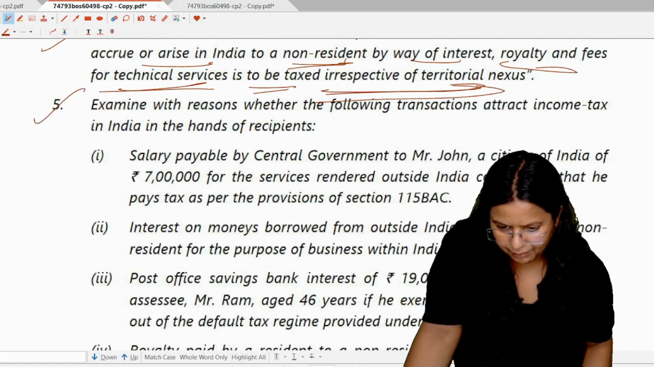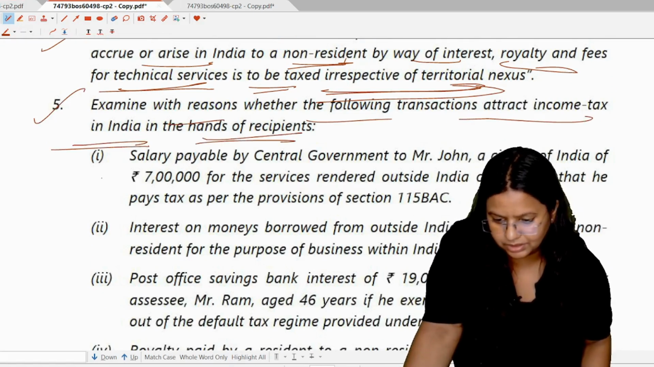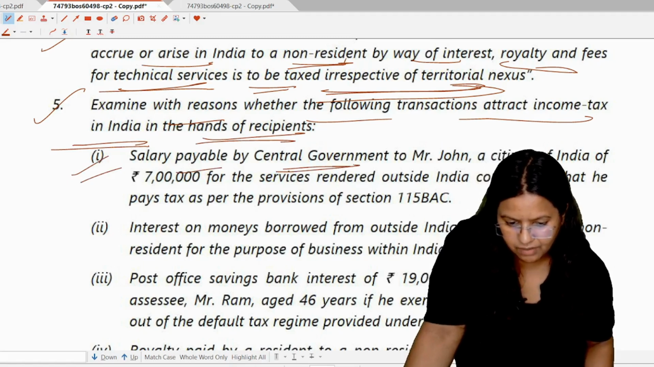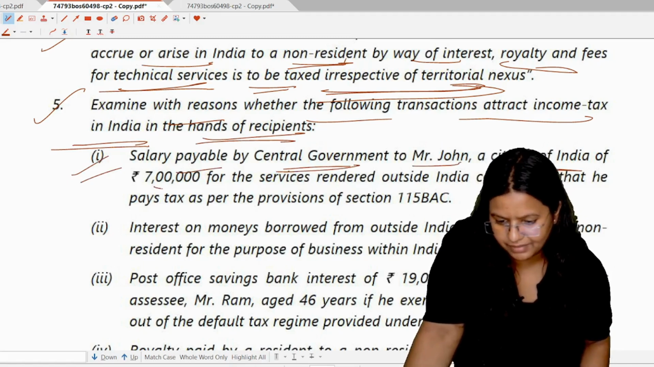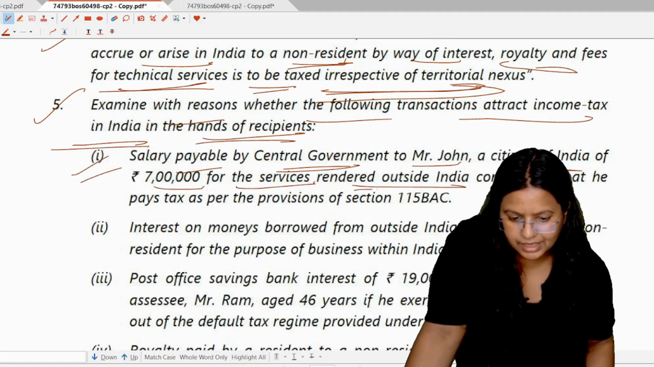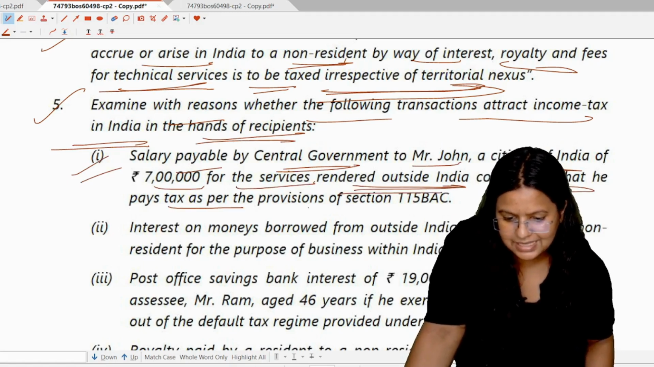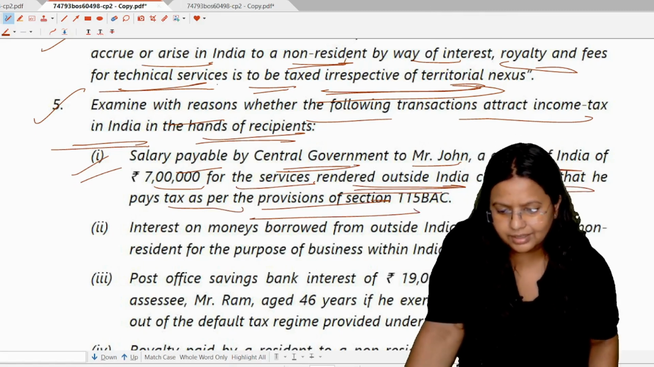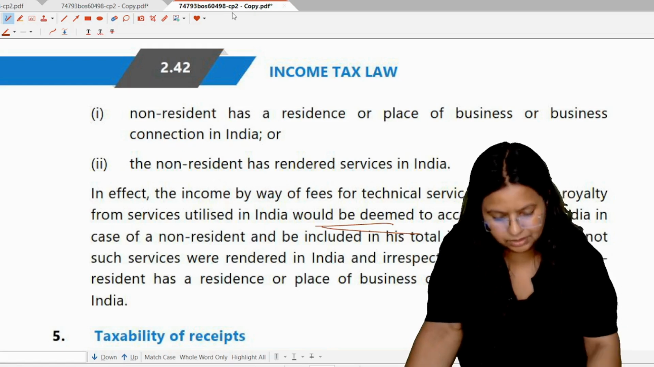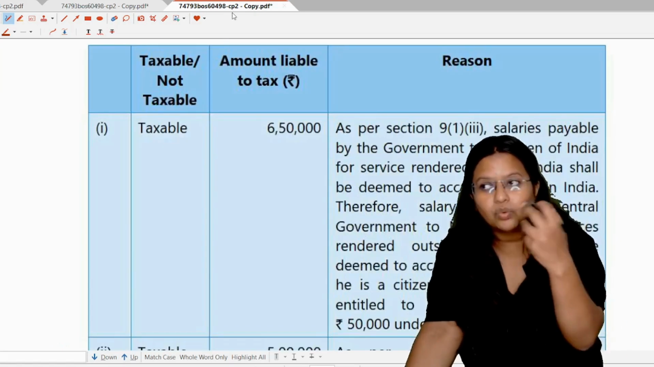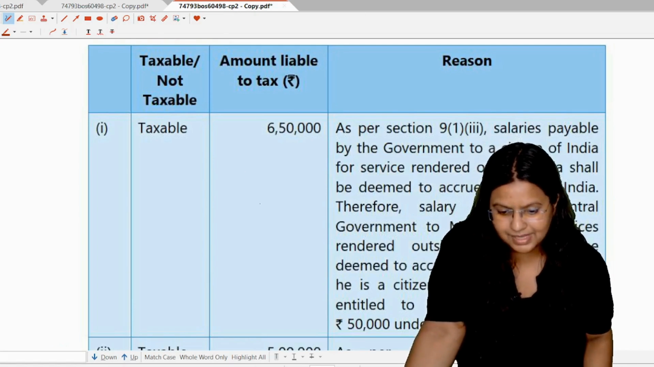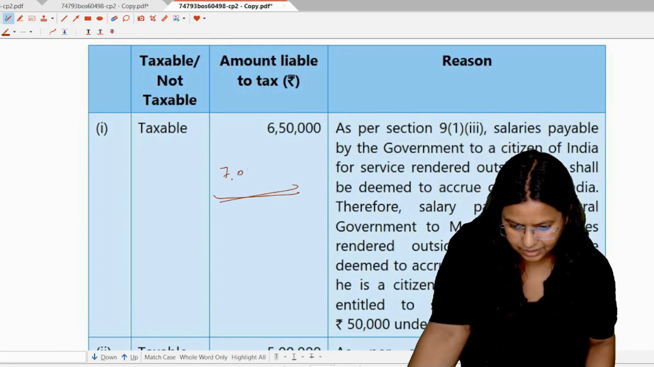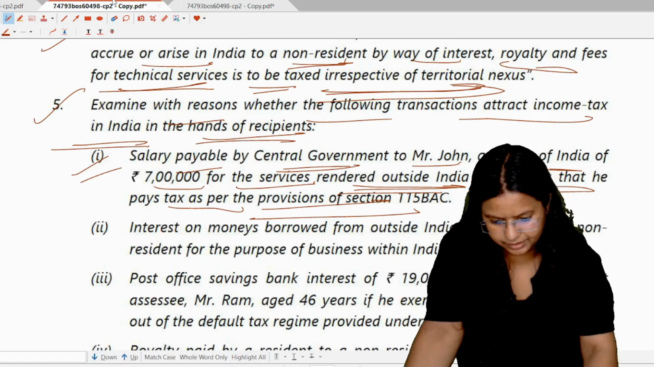Illustration number 5. Examine whether the following transactions attract income tax in India in the hands of recipients. Salary payable by the central government to Mr. John, a citizen of India, of 7 lakh, for services rendered outside India, considering that he pays tax as per the provision of section 115BAC, that is, as per the new tax regime. Yes, that 7 lakh will be taxable for the person, but since the computation is not given here, there will be a standard deduction of 50,000. It means 7 lakh minus 50,000, 6 lakh 50,000 will be taxable here.